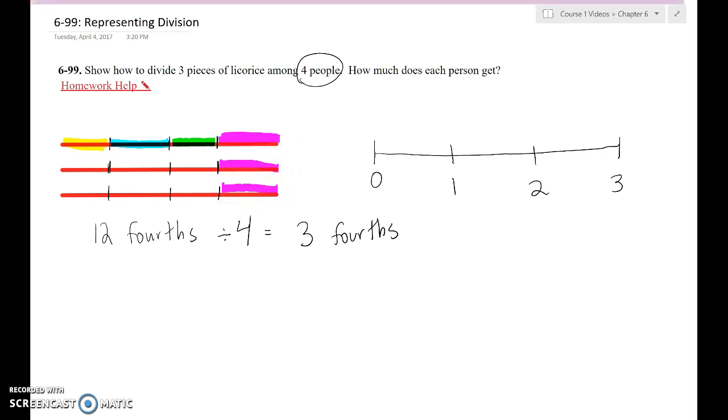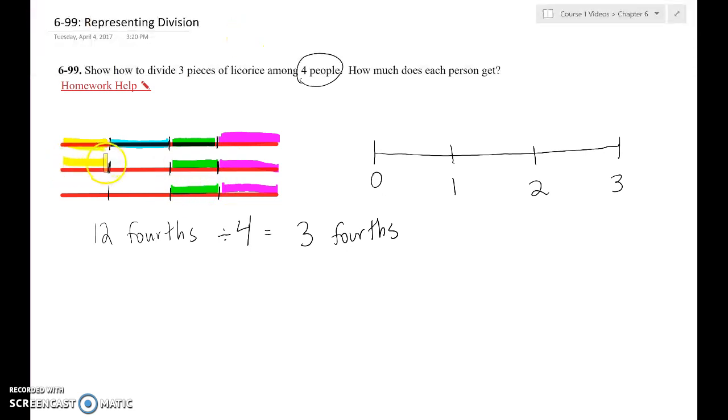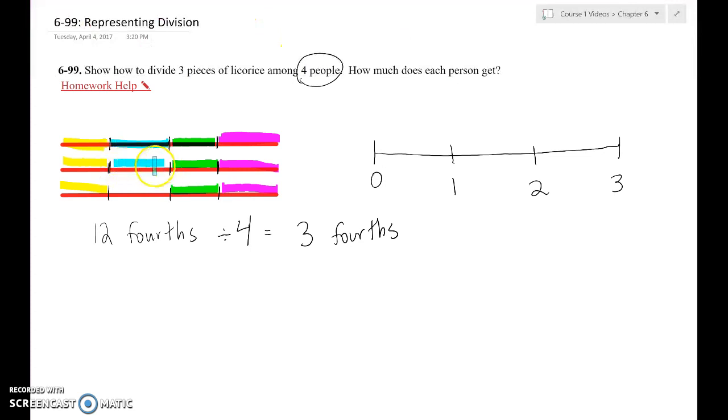And that's kind of how I see it. That everyone gets 1/4 of each piece. That seems fair to me. That there's 4 of us, we could each get 1/4, giving us 3 fourths. There were 3 pieces of licorice, and I got a 1/4 from each one. So everybody gets 3 fourths.